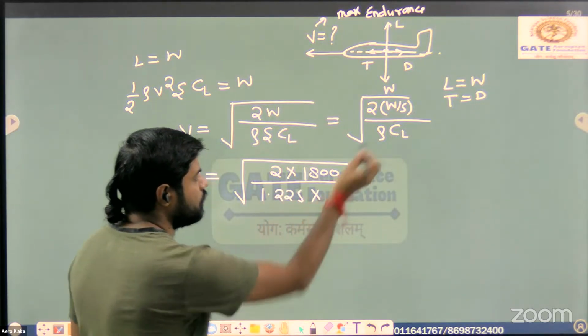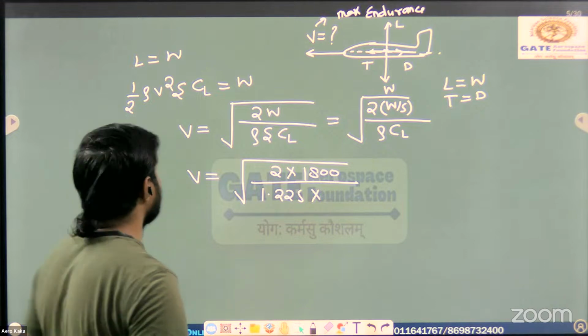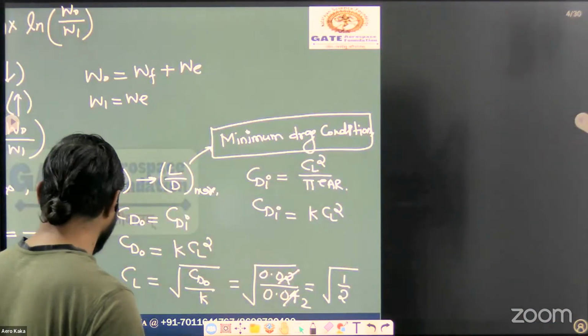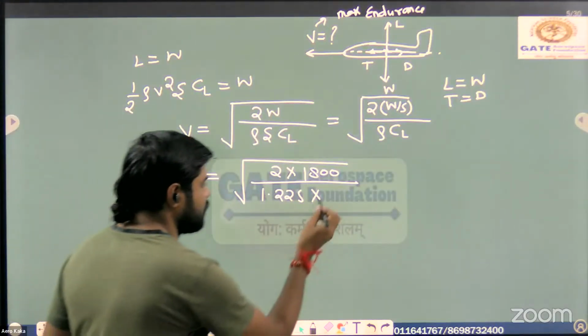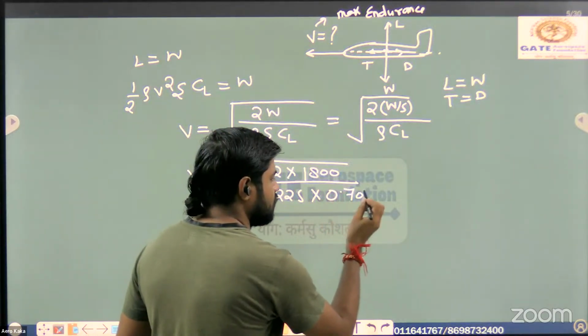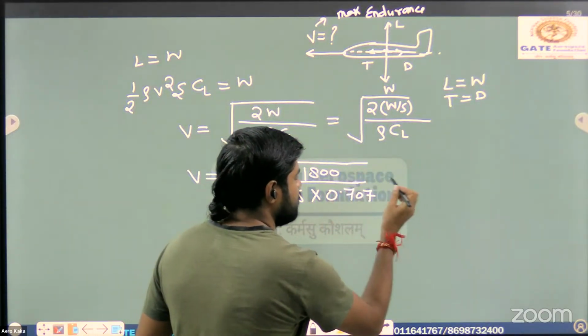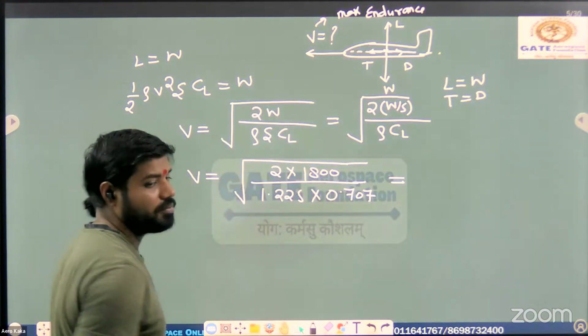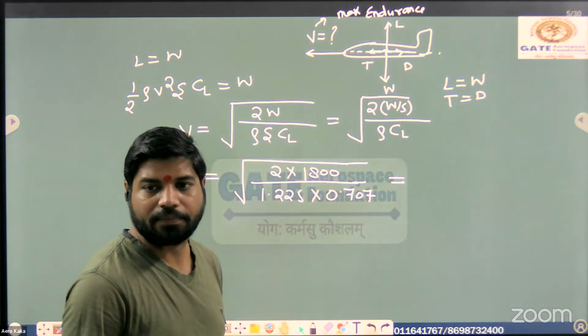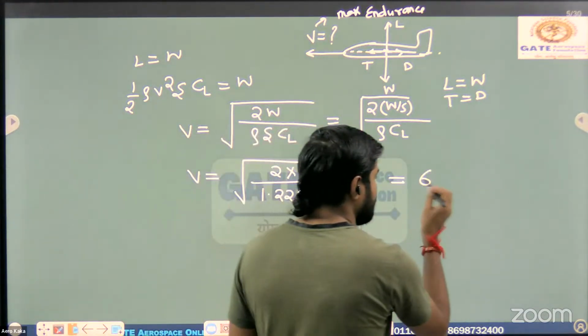Into what is the lift coefficient we are getting? 0.707. Now, just simplify and let me know what is the value of this speed. How much are you getting? 64.47234.